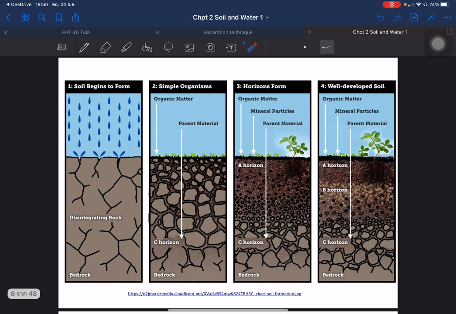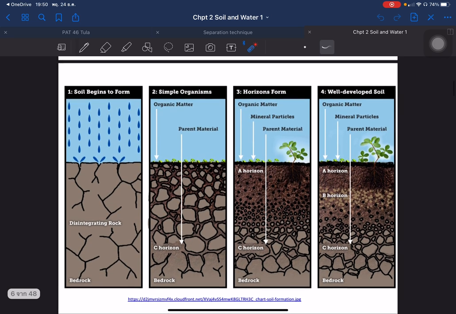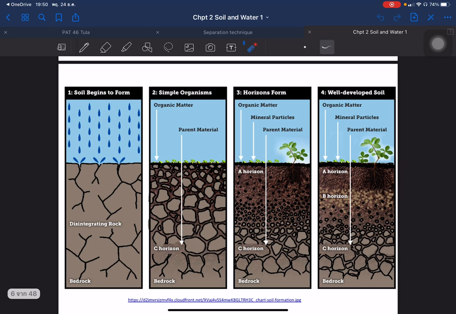As you see from this diagram, this is a diagram to show the soil formation process. First step here, we have heavy rainfall like this, and the rain here will activate the process of weathering and erosion and break down the rock into smaller pieces. And after that, the simple plants and organisms here grow up on the surface, and after that, they start to generate the organic matter.